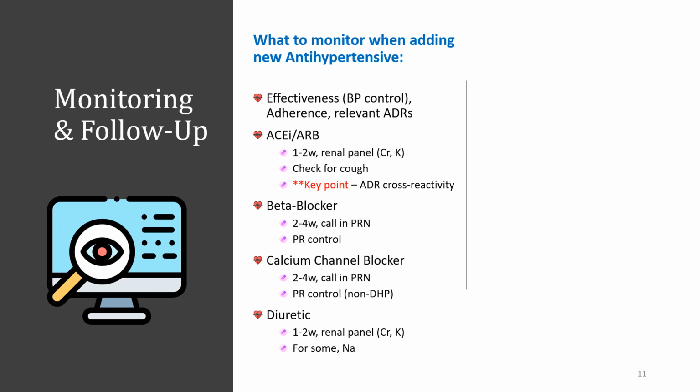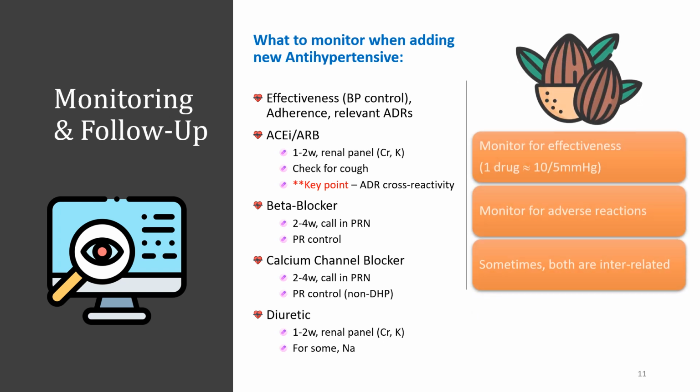For diuretics, think about repeating the renal panel. And for some sensitive folks like the elderly, the sodium can actually drop quite precipitously. So for elderly, especially when it's the first time you're starting on a diuretic, you might need to order the full renal panel, which comprises the sodium on top of the creatinine and potassium. Otherwise, for those who are younger and potentially you're not so worried about hyponatremia, you may want to just order creatinine and potassium in order to save money for our patients. Again, for these patients, you can call them back in 1 to 2 weeks' time.